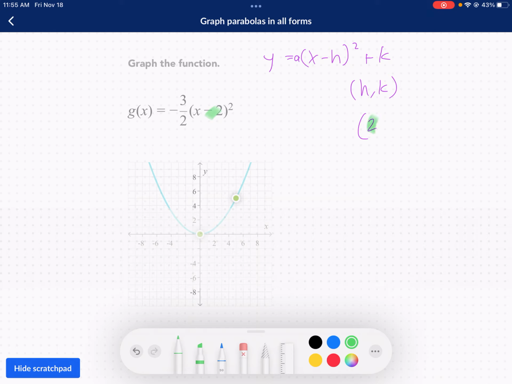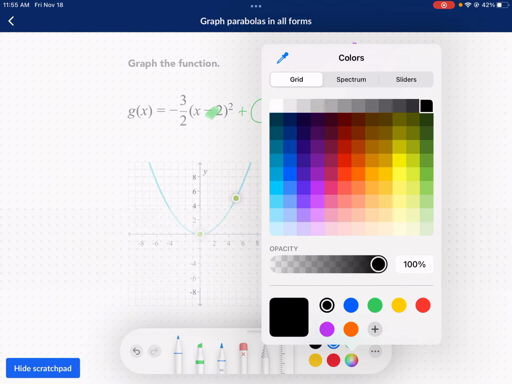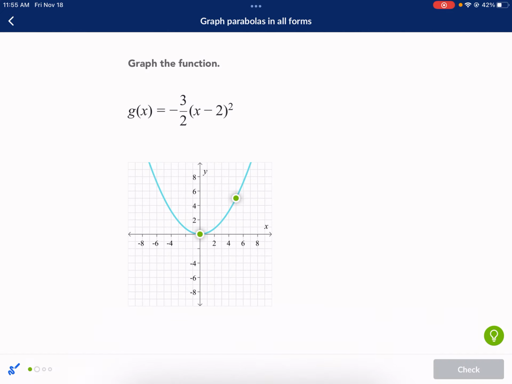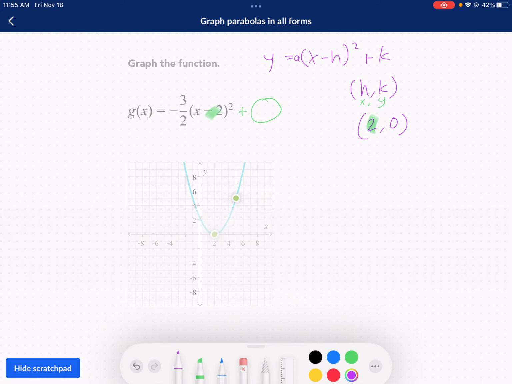But for the y value for the vertex, so this is the x value. For the y value of the vertex, it's any number that's added outside here. Well, you'll see that there's no number added outside there, so guess what that means? That means that our y value is 0 for our vertex. So 2, 0 is where this parabola is located, and there it is.